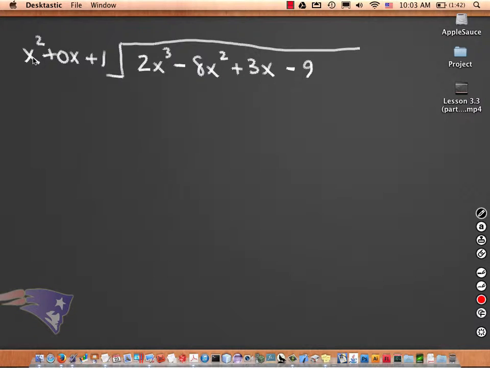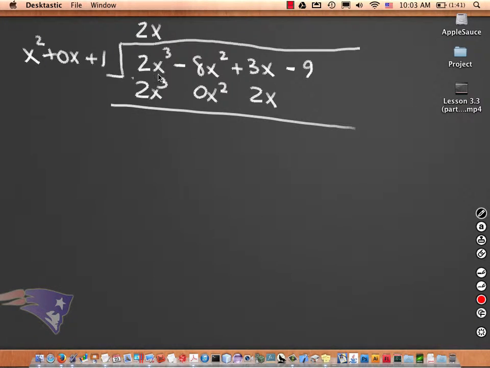All right, so x squared times what gives me 2x cubed? 2x. 2x, that's correct. Now, this times that is this. This times that is this, 0x squared. This times that is that. Now I'm going to subtract, so this minus this is gone. This minus this is negative 8x squared. This minus this is 1x, and now I push down the negative 9.